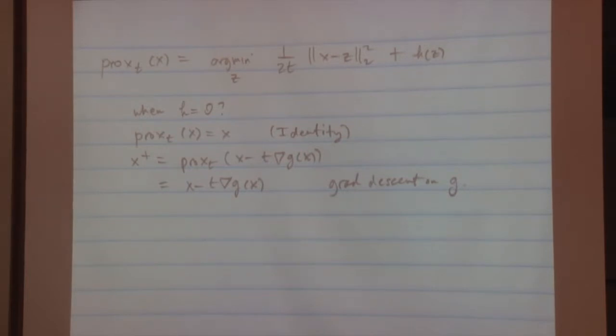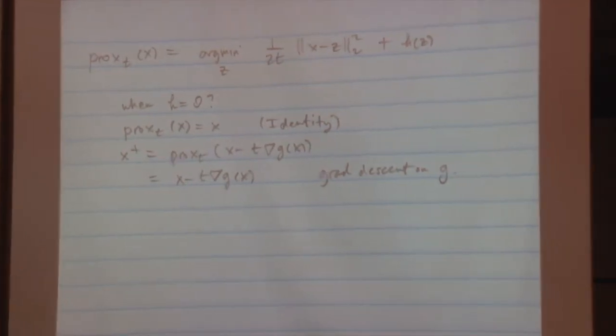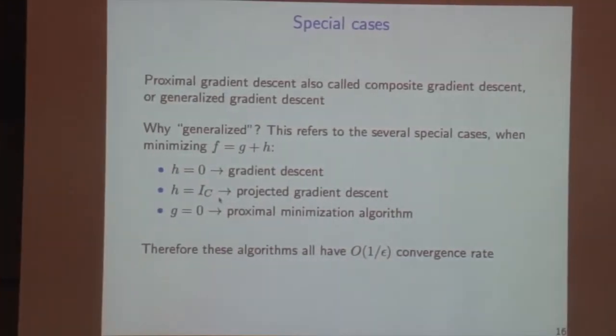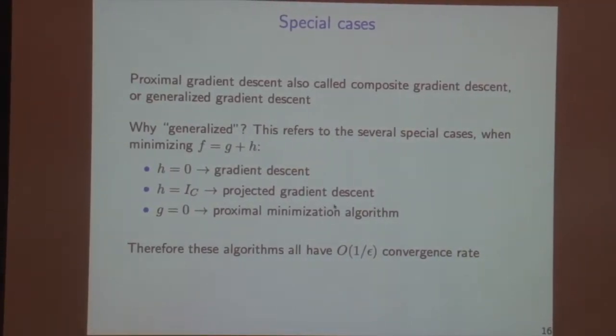So when h is 0, when all we have is a smooth part, we're not doing anything different than gradient descent. That's comforting. When h is the indicator of a certain set, we get back an algorithm called projected gradient descent. So we didn't talk about how to do gradient descent with constraints. Proximal gradient descent actually provides a way to do that. When g is 0, we get something called the proximal minimization algorithm. Okay, something we haven't learned yet.